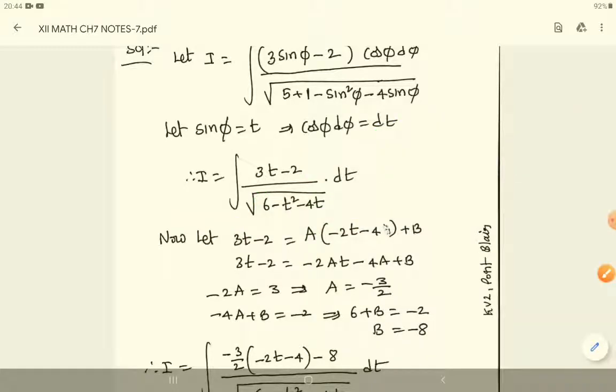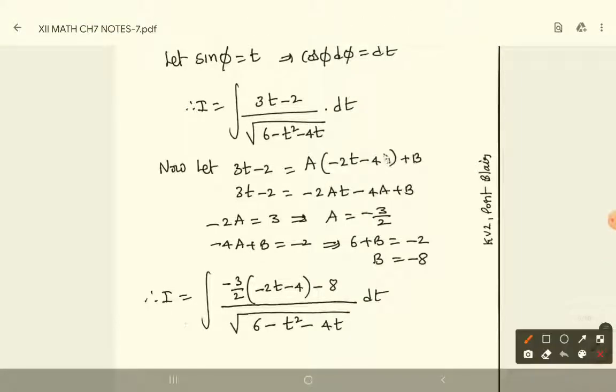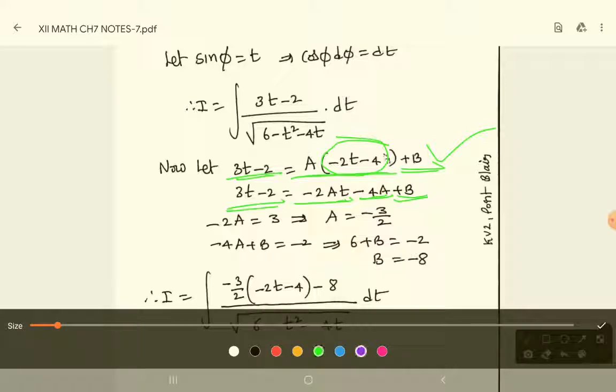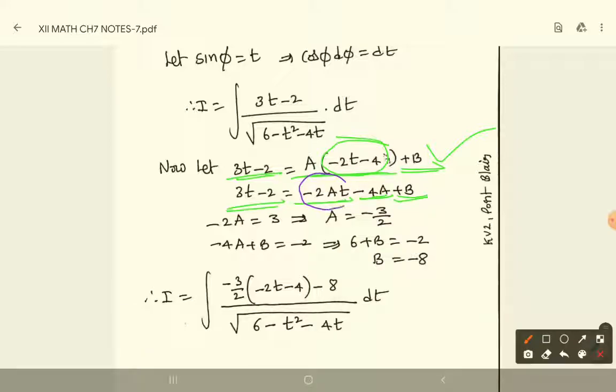So we should use the method that is a into the derivative of the denominator plus b. So the derivative of the denominator is minus 2t minus 4, plus b. 3t minus 2 is equal to minus 2at minus 4a plus b. So comparing the coefficients, what is the t coefficient on both sides? Left side 3, right side minus 2a. So minus 2a is equal to 3, a is equal to minus 3 by 2.